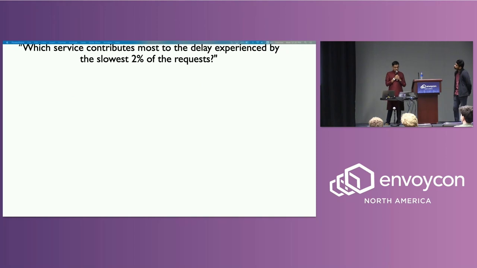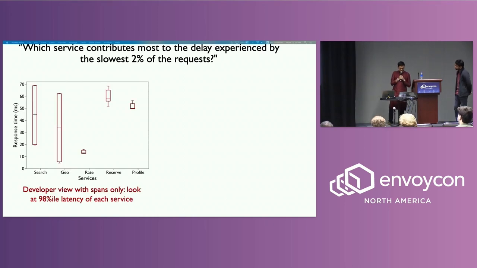So we ask the question: how can this be useful to a developer? Let's say the developer is interested in answering the following question: which service contributes most to the delay experienced by the slowest 2% of the requests? Here is a latency profile of all those services when you only have span level information, which you can get today in Envoy via a simple flag. In the absence of end-to-end traces, the developer will look at the 98th percentile latency of each service, and might conclude that some of these services are contributing to the delay.